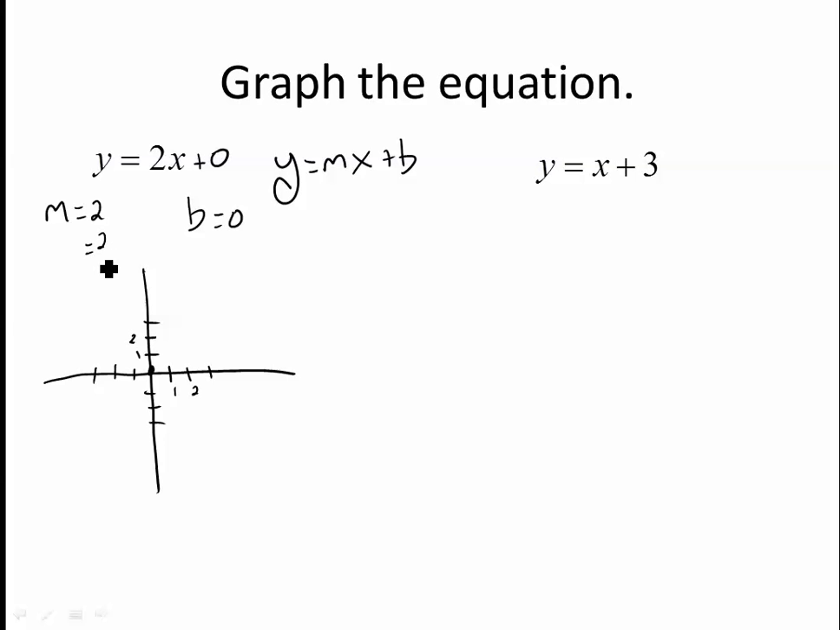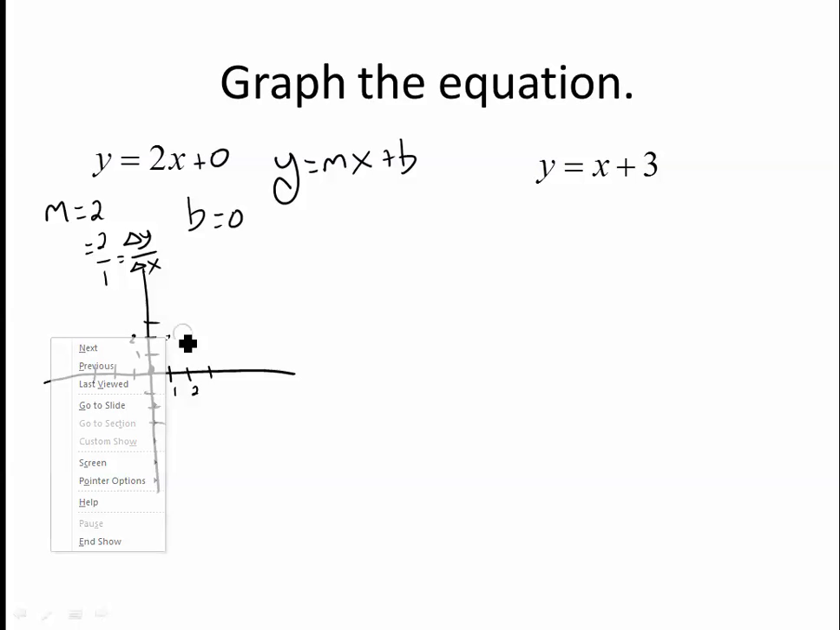So 2 is the same as 2 over 1, which means my change in y is 2 anytime my change in x is 1. So from my y-intercept, I will go up 2 because it's positive, and 1 to the right because it's positive. And I could keep doing that, going up 2 and 1 to the right, or I could reverse this and do the whole thing backwards. I could go down 2 and to the left 1.